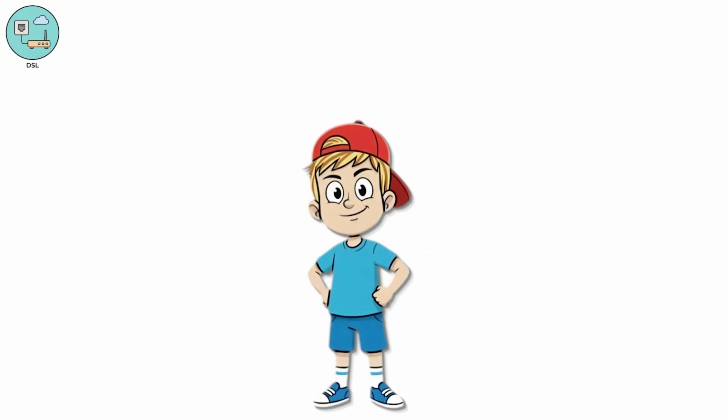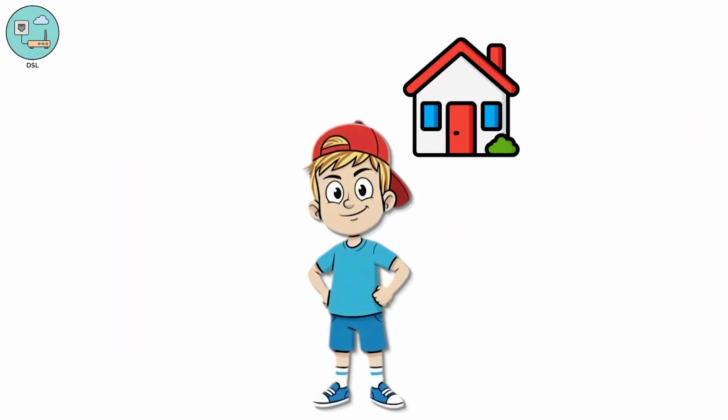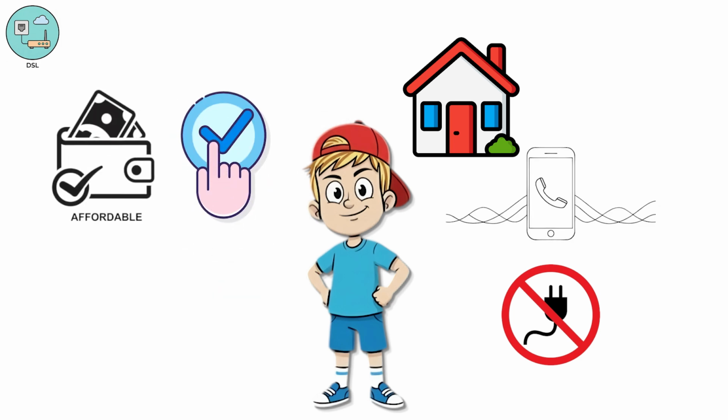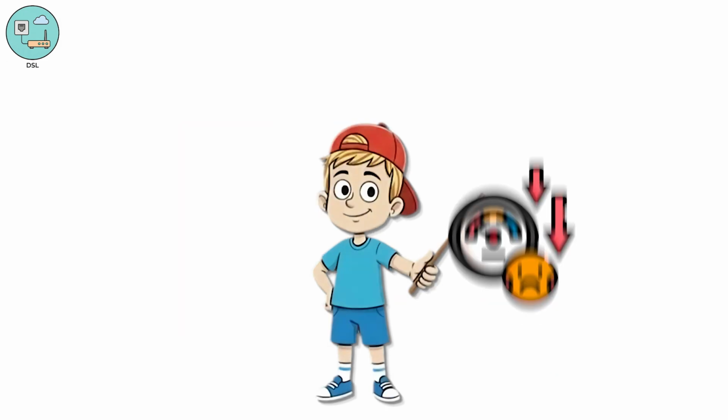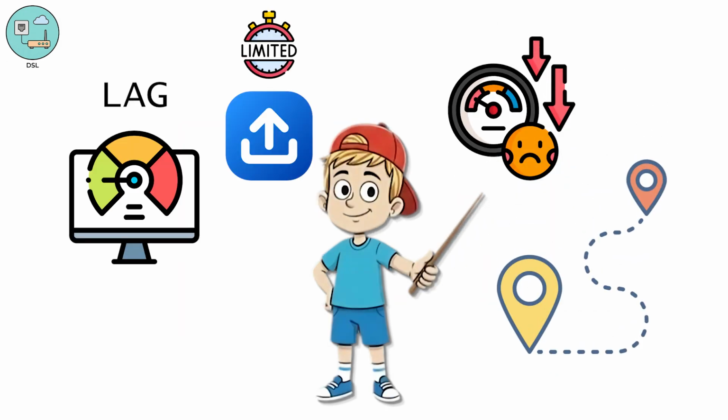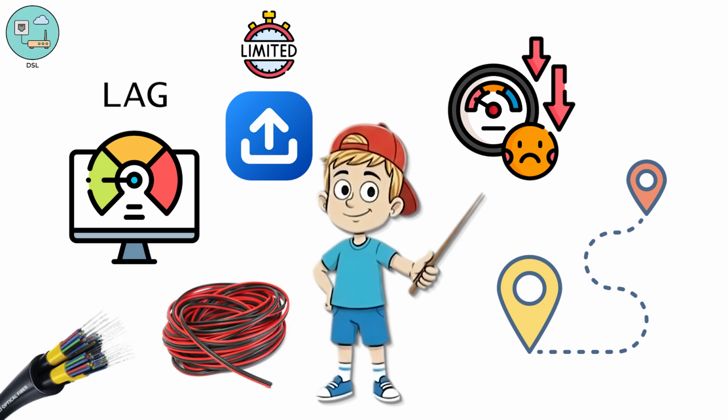DSL works best for small households or areas with phone lines but no cable. It's affordable, widely accessible, and offers consistent speeds because lines aren't shared. However, performance drops with distance, uploads are limited, and speeds lag behind cable and fiber.